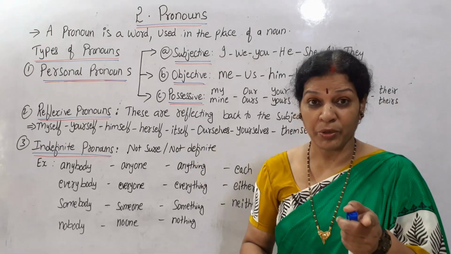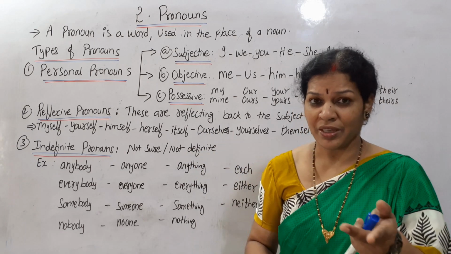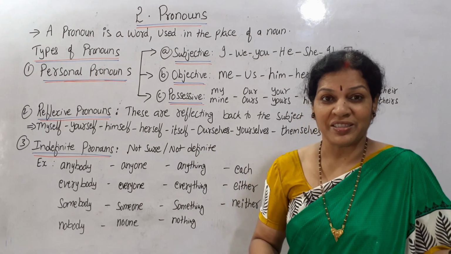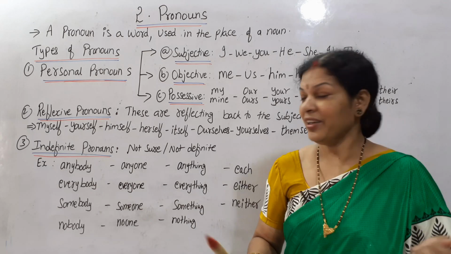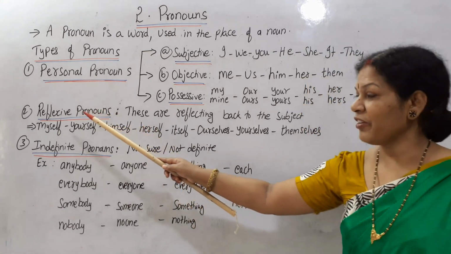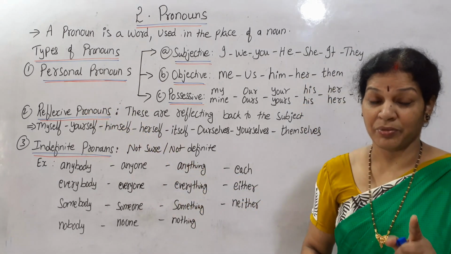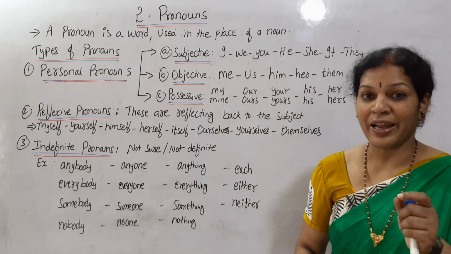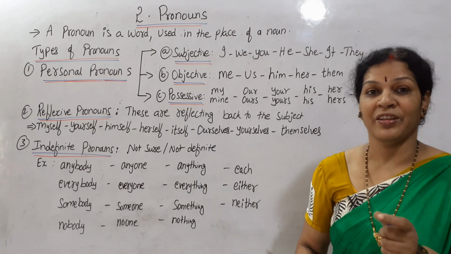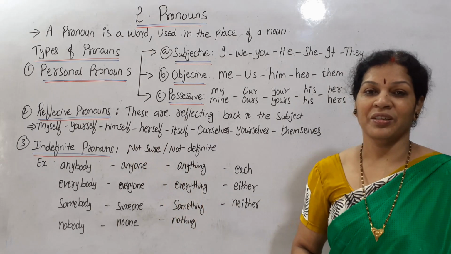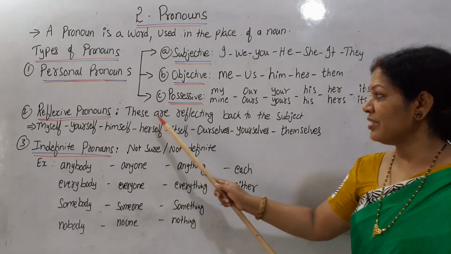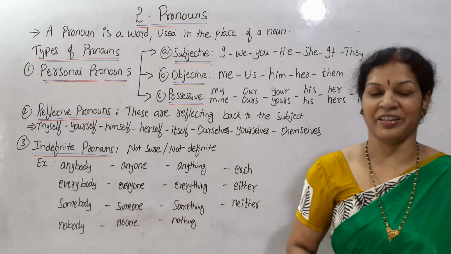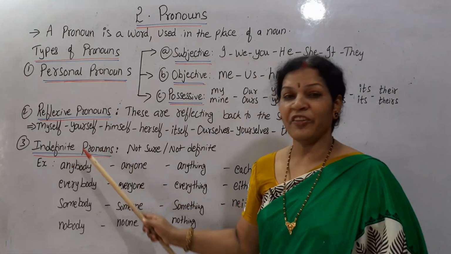Yourself: I am talking about yourself only. Like that, you can take a lot of examples. Reflexive pronouns, remember this, very important. Whenever we are adding self to the subject, that is a reflexive pronoun. In other words, these are reflecting back the subject only. Third one, indefinite pronoun.